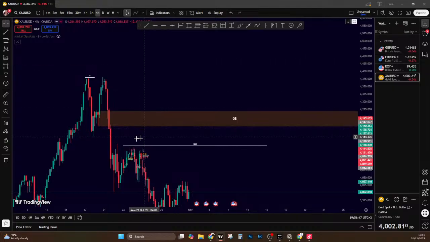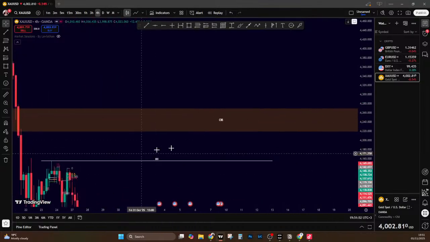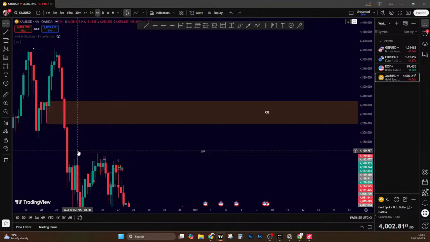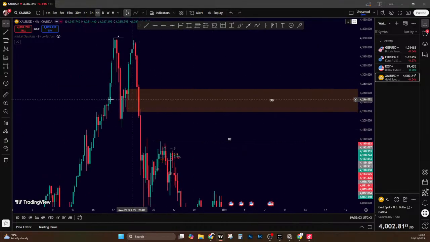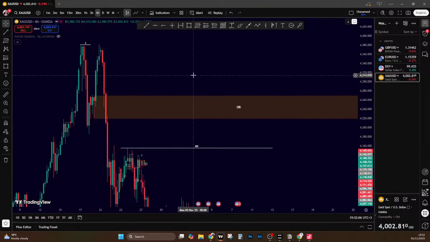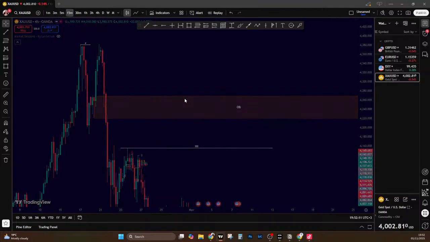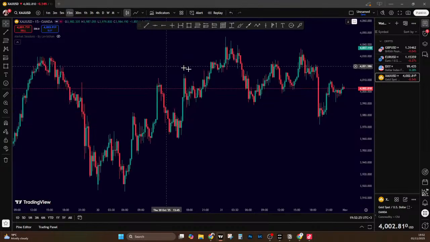You see, when this move was happening, this liquidity was not swept. So for me, I'll be waiting for gold around this area. Of course, you have to use confirmation, so I'll go to the 15 minutes. I can use the aggressive entry. I actually love aggressive entries.